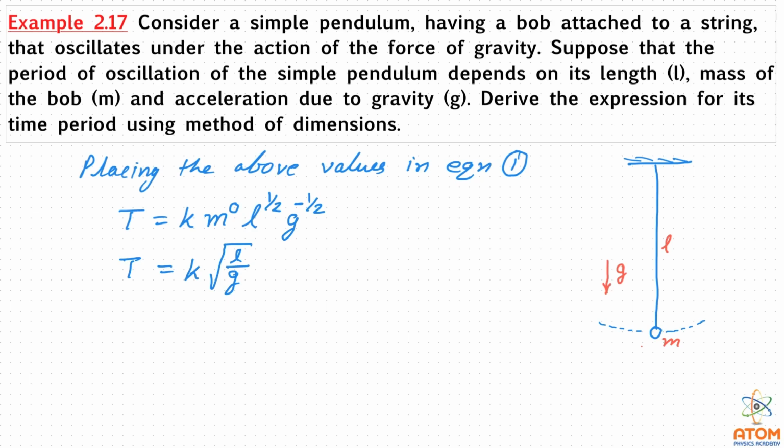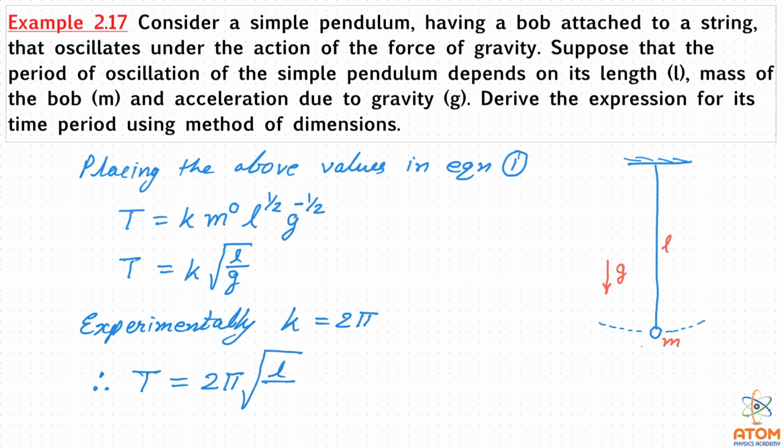And so now I am writing that experimentally K is equal to 2 pi, and so I can put this value now in this equation and can write that T is equal to 2 pi under root of L upon G. So this is our final equation of periodic time T for any pendulum. I repeat, for any pendulum.